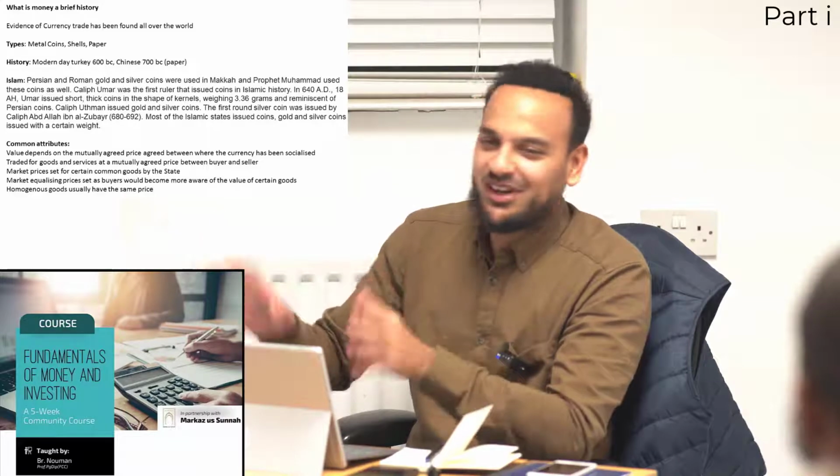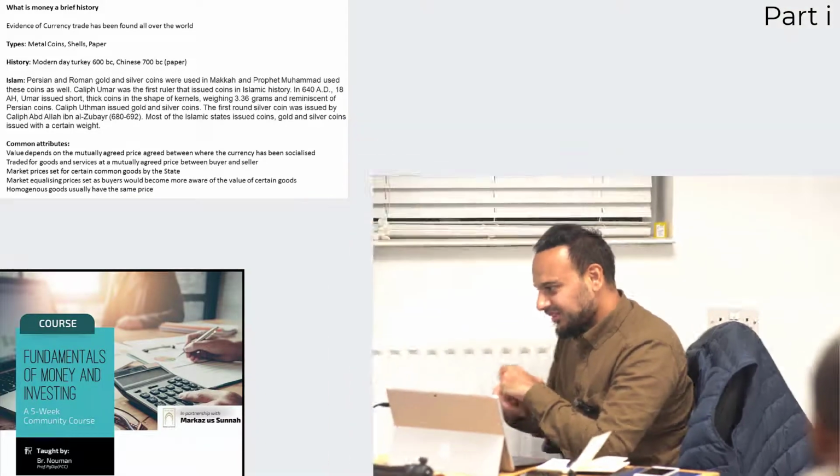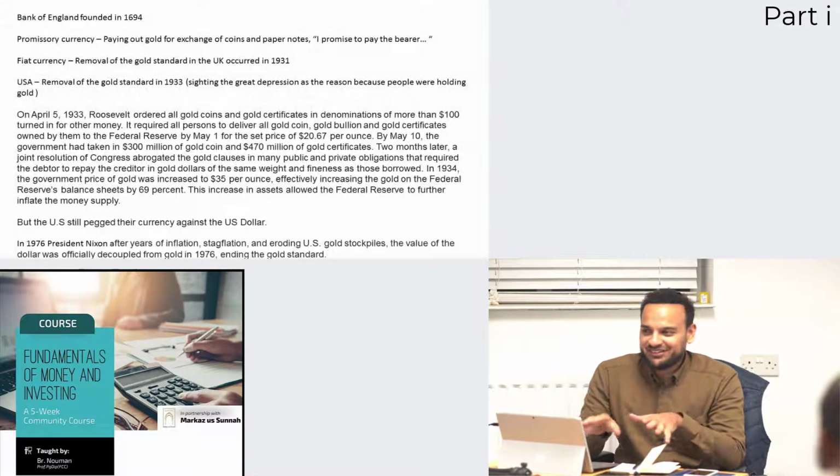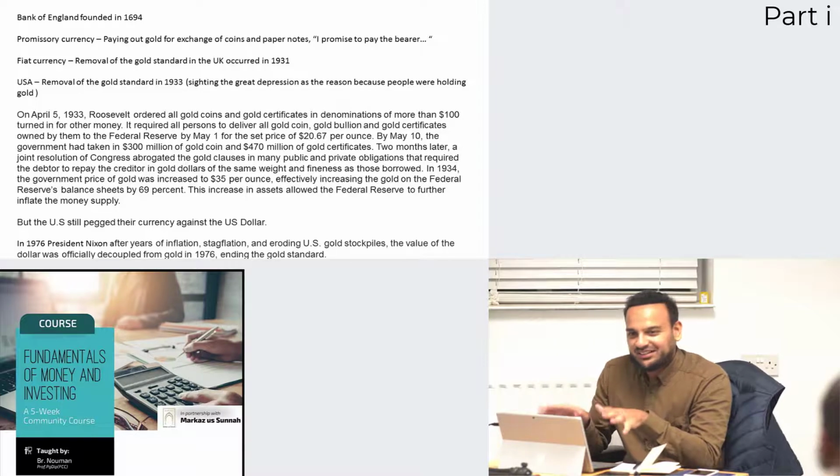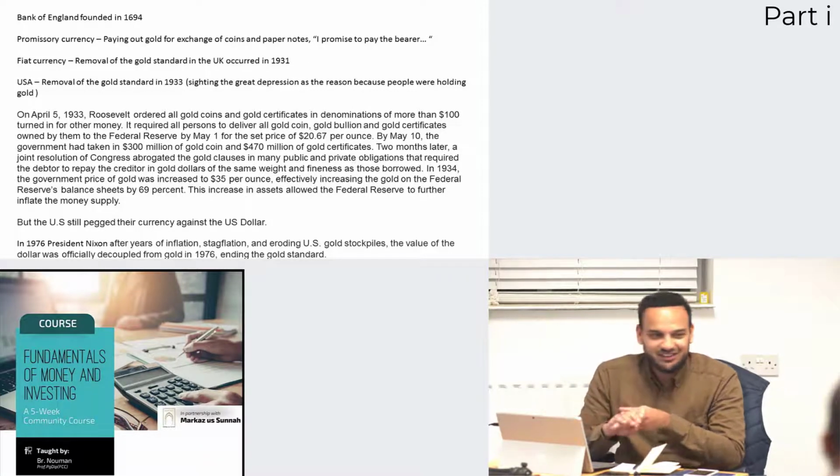Does anybody know what the monetary authority is in the UK? Bank of England. That's right. The Bank of England was founded in 1694, and they dictate how much currency is in the market and the rate for the currency. Essentially, the Bank of England removed the gold standard from the pound sterling in 1931.